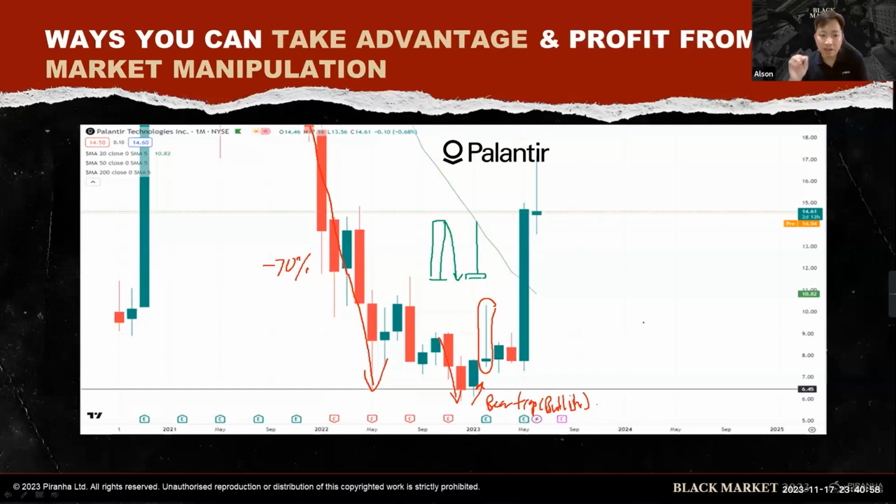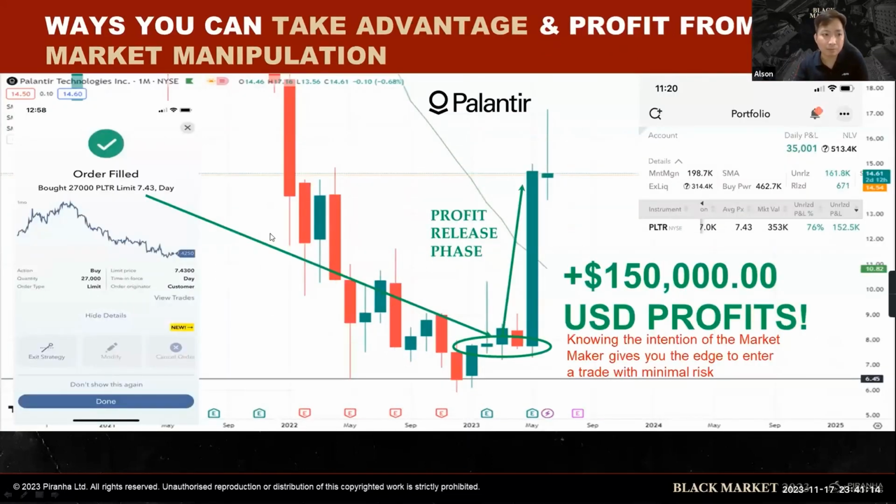To me, it's a very bullish signal, because it means the market maker is trying to make people sell again. And why? Because he wants to accumulate his position. And that's when I was very confident that a rebound was coming. Palantir is a very hyped-up stock, and I believed a lot of the retailers would come back in to push up the stock as well. That's when I bought in heavily: 27,000 shares of Palantir at $7.43, as you can see over here.